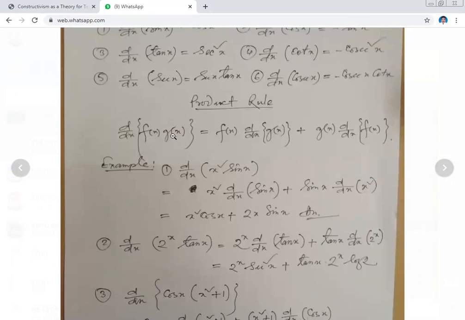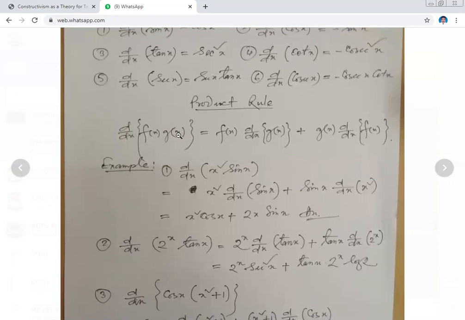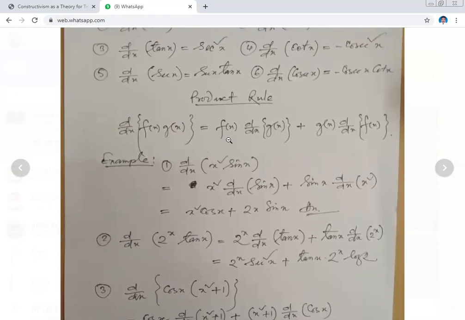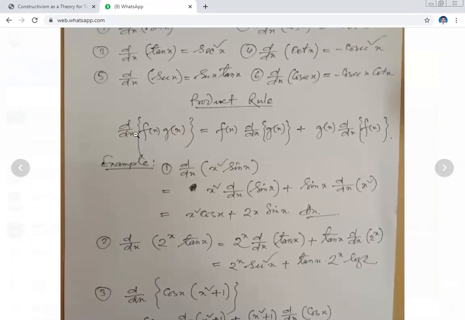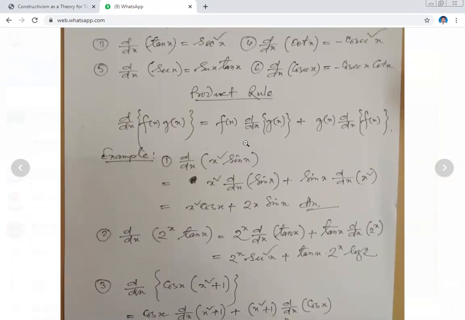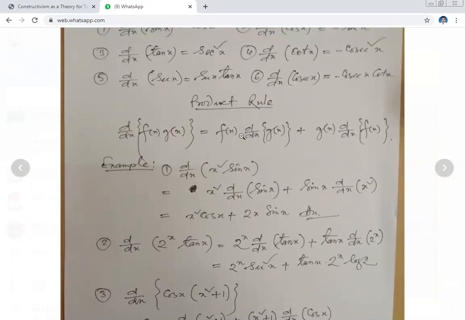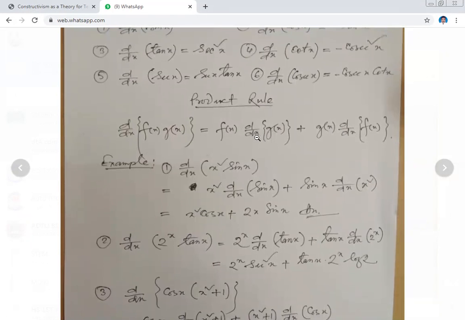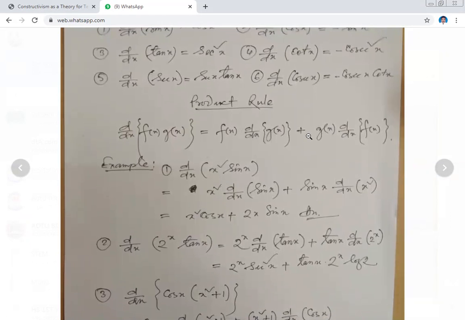Fx is the first function, gx is the second function, suppose. So as per this rule, we cannot simply differentiate the first into the differentiation of the second. We cannot go through like this. We have to go through this specific property: first function as it is into the derivative of the second function, ddx of the second function, plus, it is strictly plus, always plus as per this rule, second function gx as it is into the derivative of the first function.